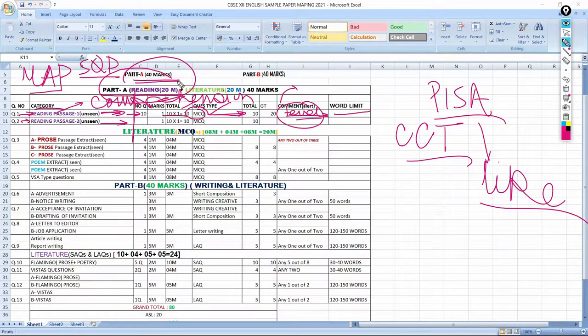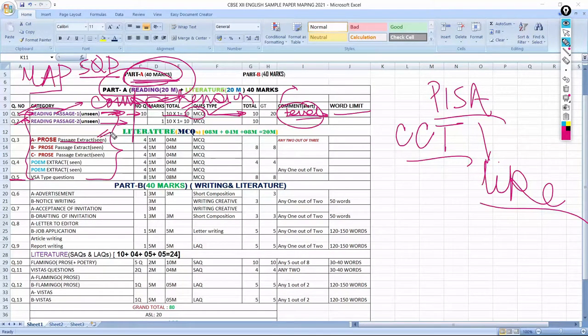Into Part A, how many questions are there in total? 5 questions are there in Part A. Total mark is 40. So question number 1 and 2 are the comprehension passages, which are unseen passages. Now let us come to question number 3. In question number 3, my dear children, this is also a passage, and this passage is the seen passage.